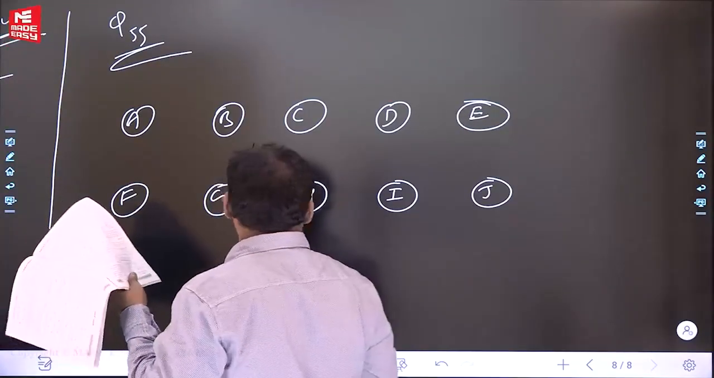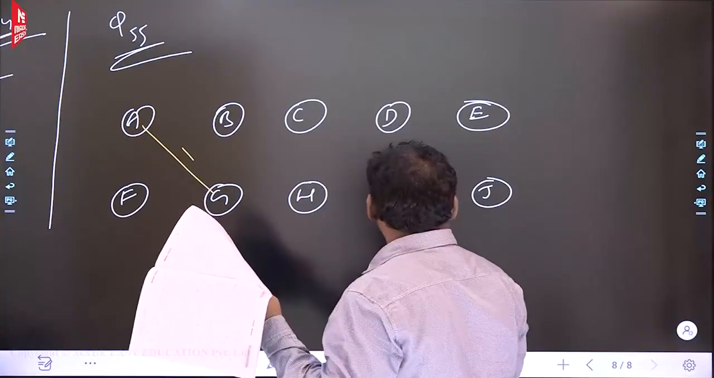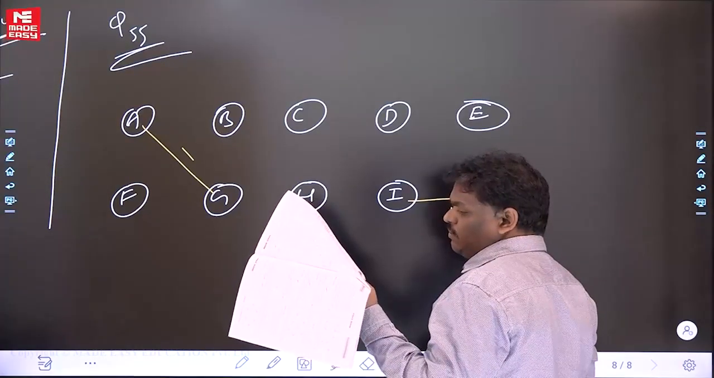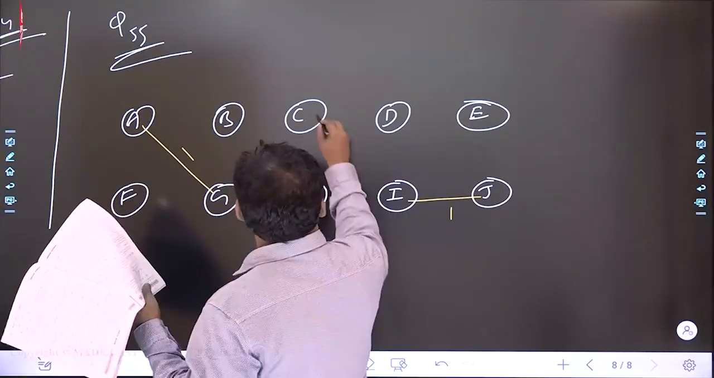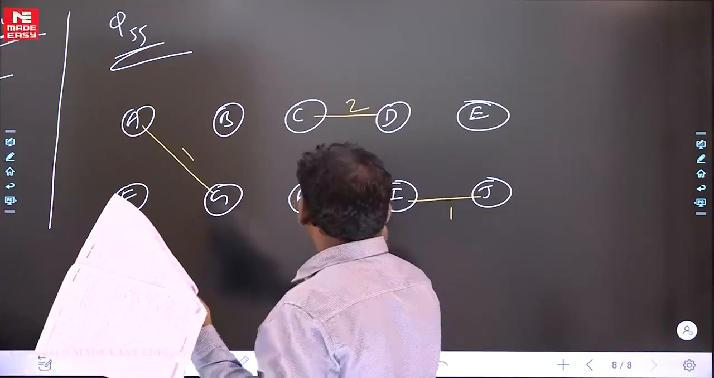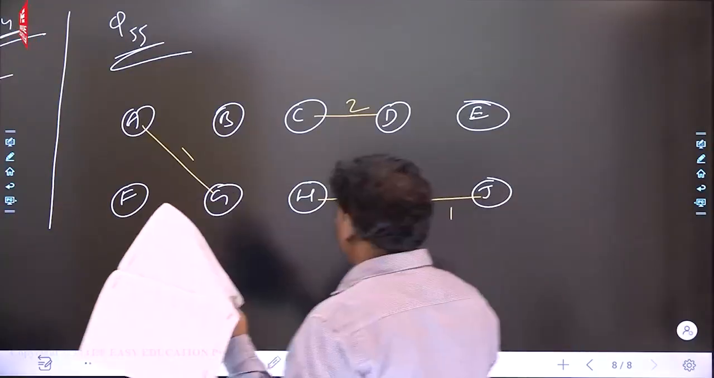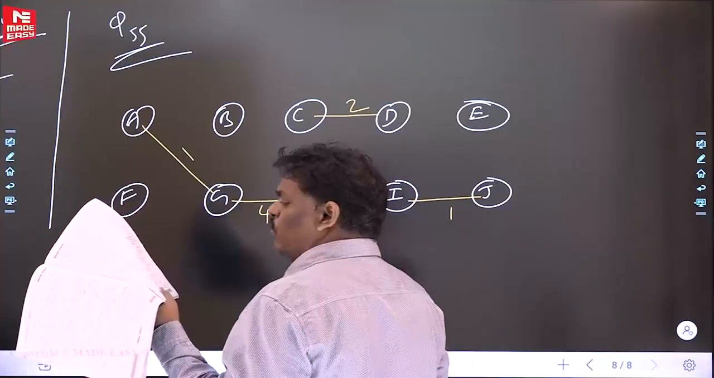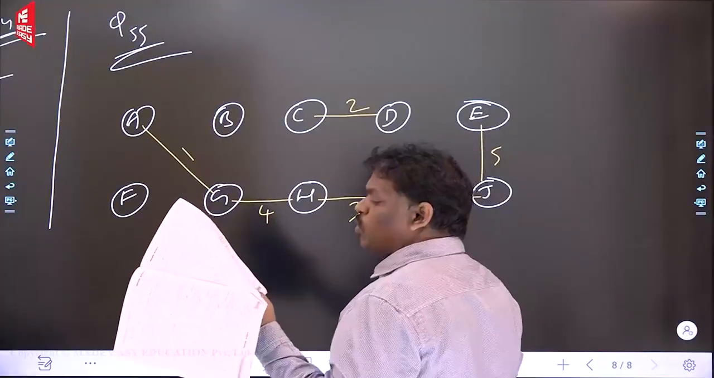Can you say first minimum? First minimum AG 1. Second minimum IJ 1. I think ones are over. Go to the 2. What is the answer? CD. Next one. Is there any one more 2? No. 3. HI. 3 also completed. Is there any one more 3? No. 4. GH. Next one. Is there any one more 4? No. 5. EJ. Is there any one more 5?